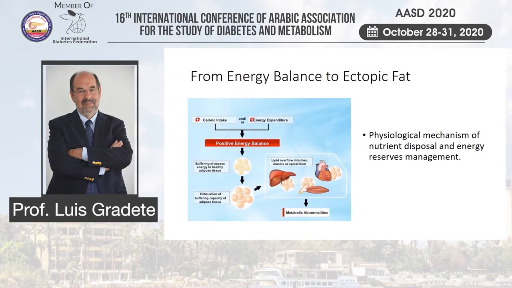Let's see the energy balance to ectopic fat. If we have a positive energy balance, we have a buffering of excess energy in healthy adipose tissue, then the exhaustion of the buffering capacity of adipose tissue. We have lipid accumulation in the liver, muscle, and the epicardium, starting the metabolic abnormalities.